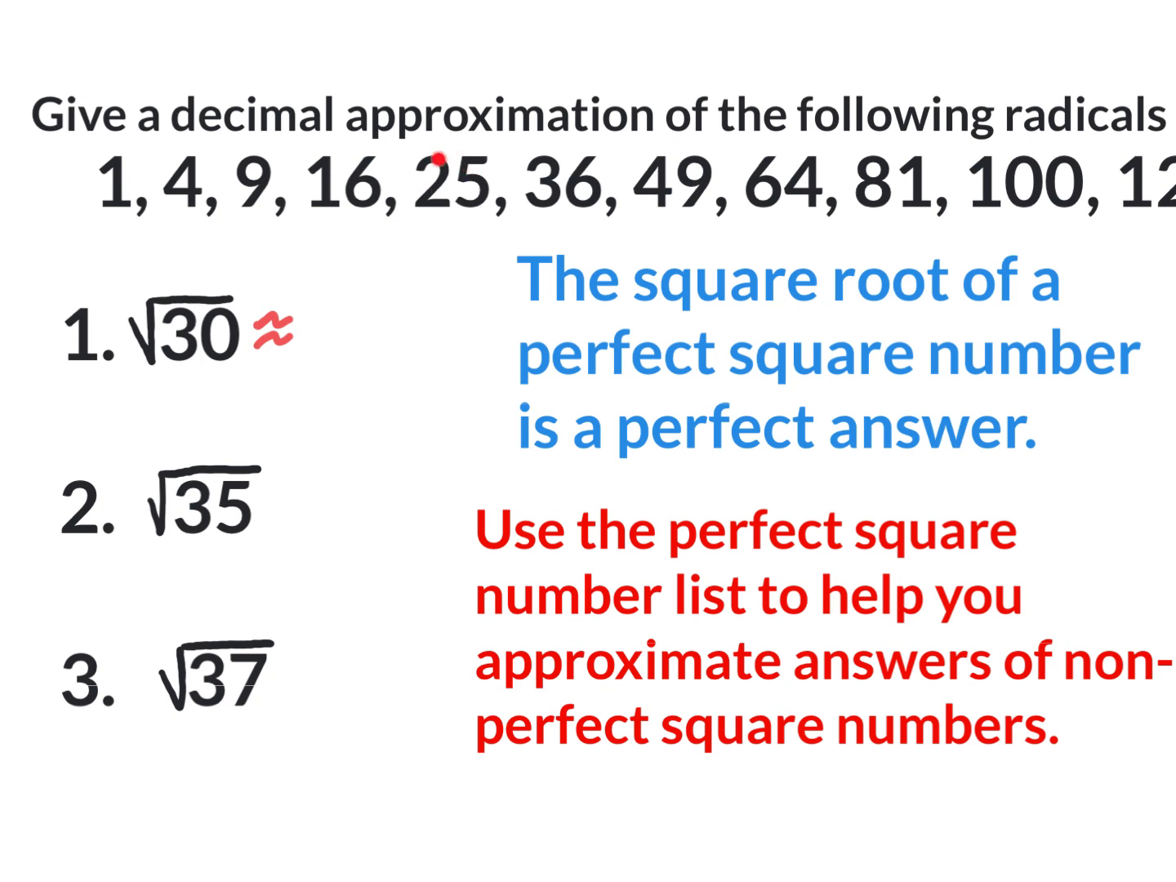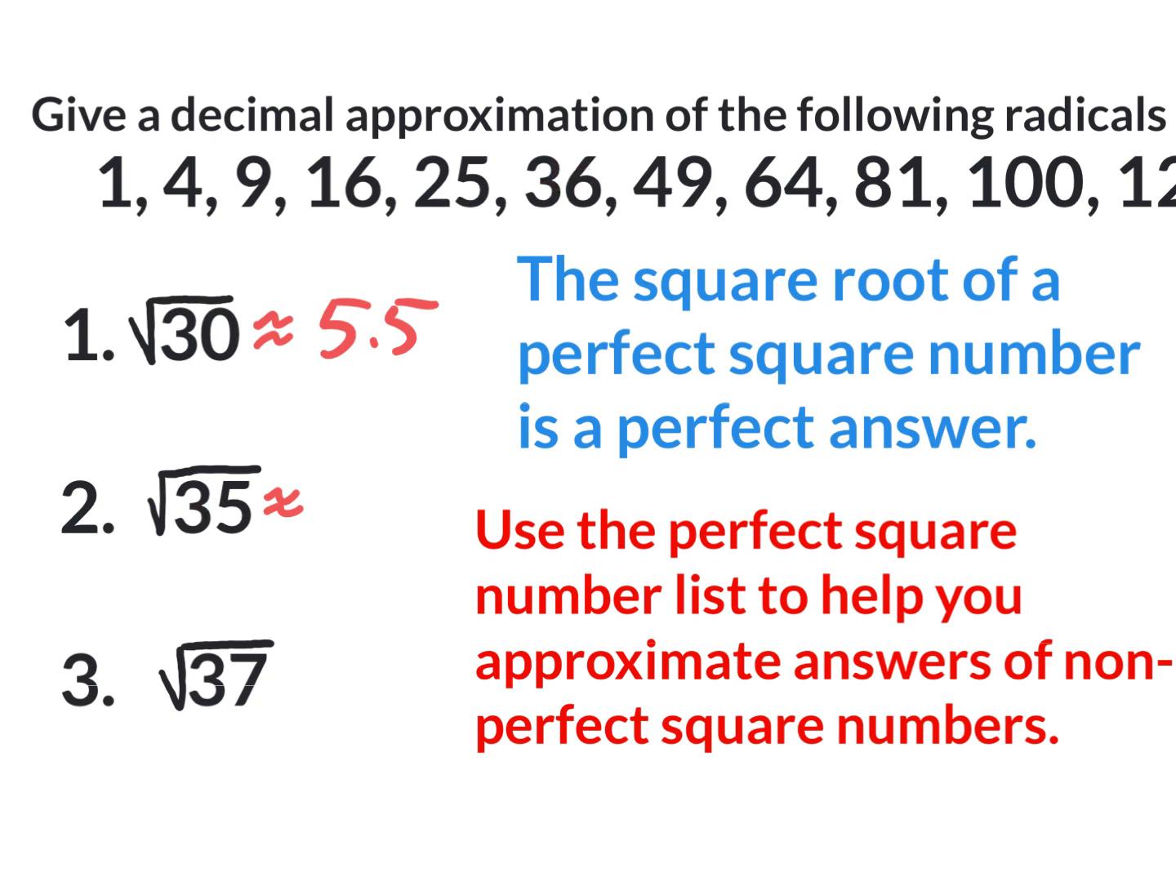So the answer to the square root of 25 is 5. The answer to the square root of 36 is 6. So your answer is going to be kind of in the middle between 5 and 6. So as a decimal, kind of in the middle is about 5.5, between 5 and 6. Moving on to the next one, the square root of 35. Where's 35 at? It's really, really close to the square root of 36. And we know that the square root of 36 is 6.